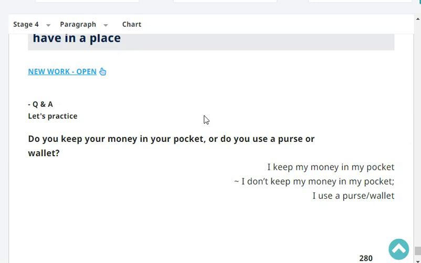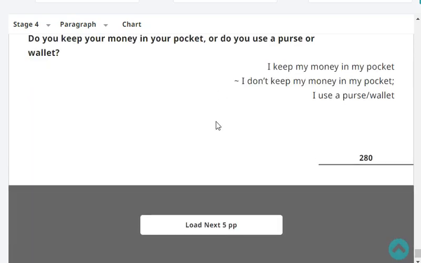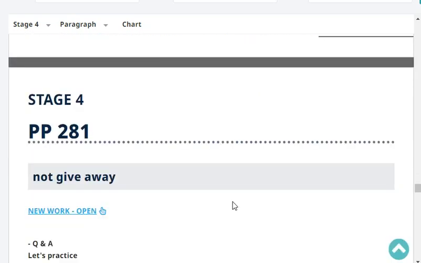Reggie, do you keep your money in your pocket or do you use a purse? I don't keep my money in my pocket. I use a purse. Very good. Okay, next.